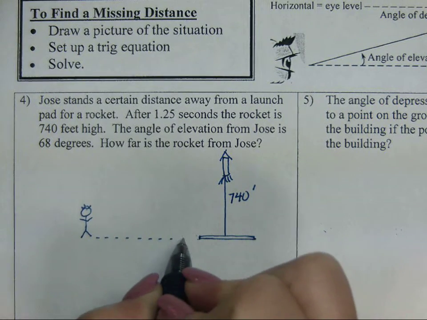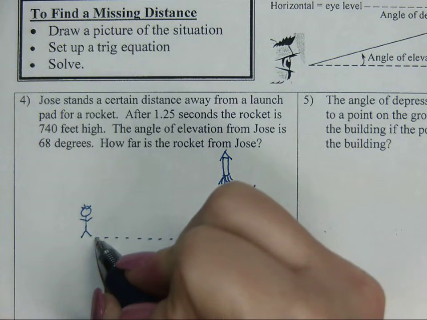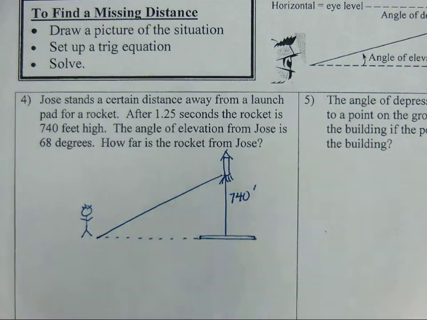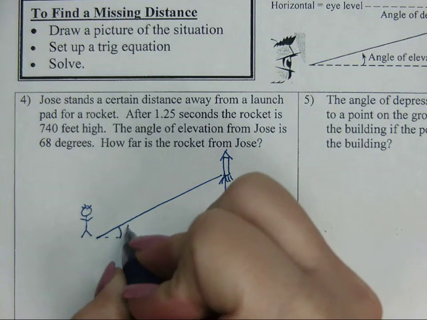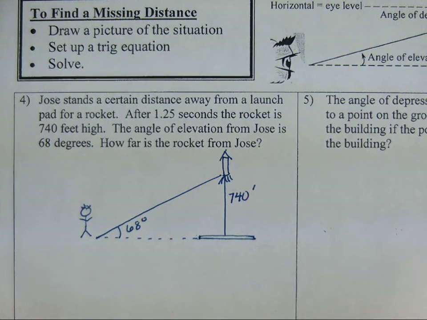So we're not talking about Jose's eye line. It's just the angle from Jose to this rocket is 68 degrees. We want to know how far is the rocket from Jose. And now some of this is a little bit hard sometimes to decide what side they are talking about.